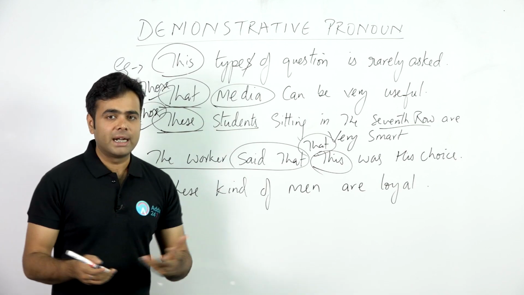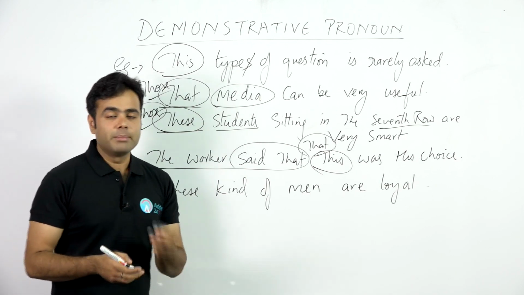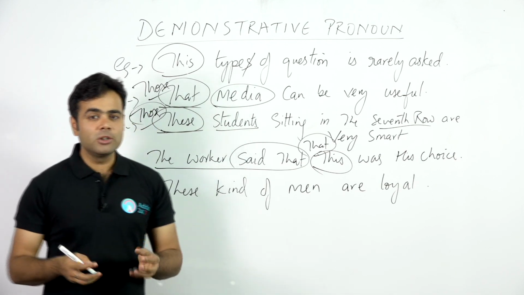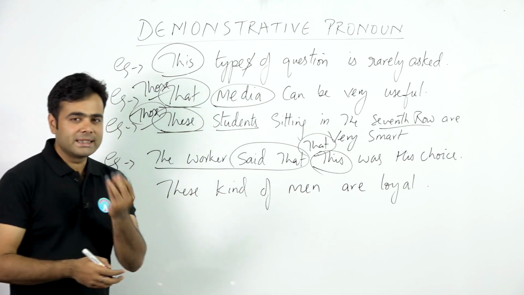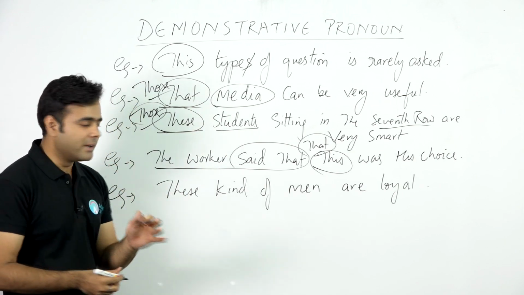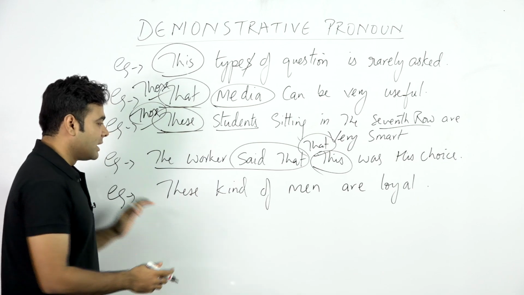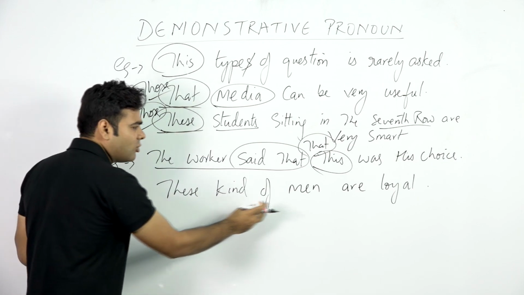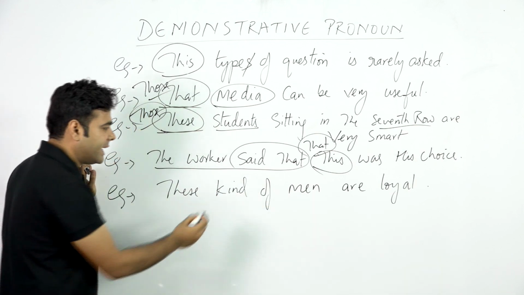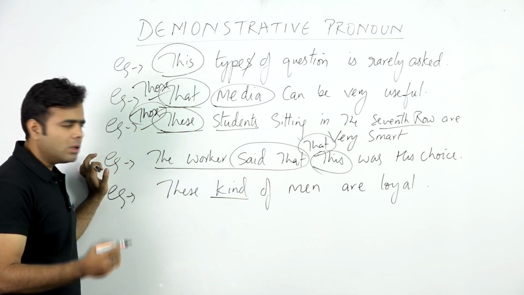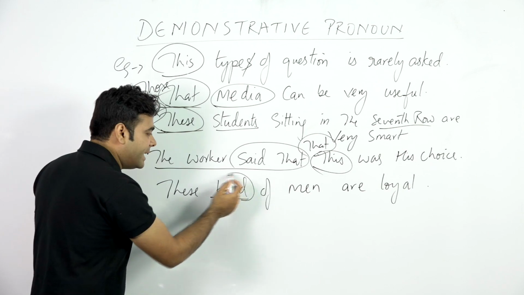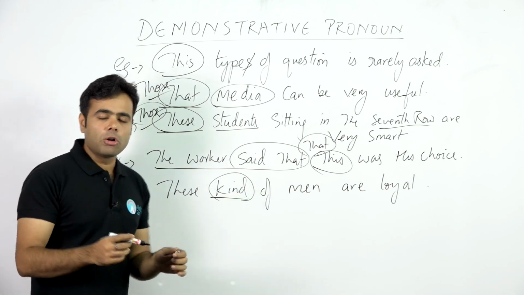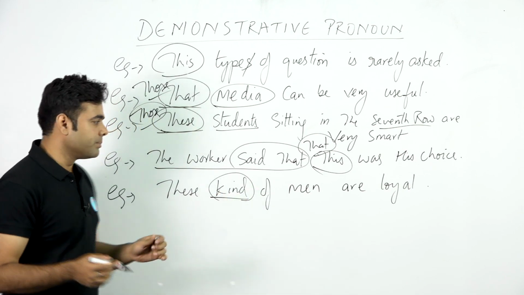Now the last sentence says: these kind of men are loyal. It's a good question which kind of men are loyal, and many people ask whether there is any possibility of men being loyal. So yes, there is a question. I have written a statement here: these kind of men are loyal. Now students, you must be thinking that it should be kinds. No. In the case of kind, you can use either the singular or plural form of the subject. It's very simple.